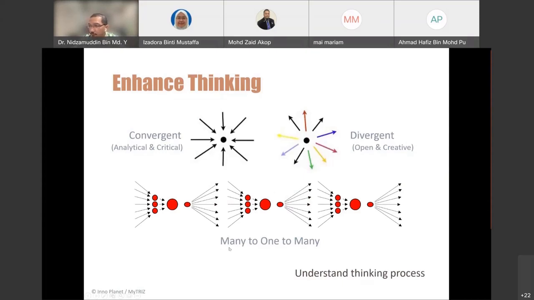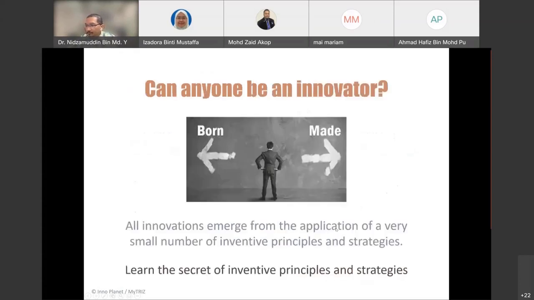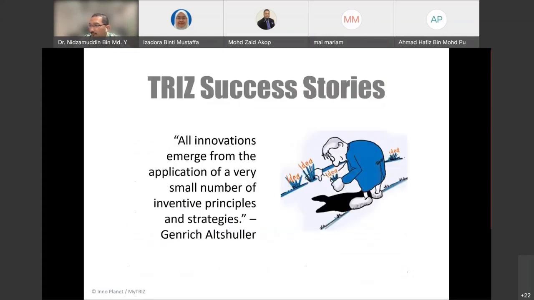So the thinking process is that we focus on one problem, and this one problem can be made to generate a lot of solutions. I'm sorry that I'm going a bit too fast because I'm taking Dr. Mai's time. Right. So can anyone be an innovator? Yes. Okay. Through TRIZ tools, innovators can be made. Right. Can be made, not born. TRIZ success stories. Okay.